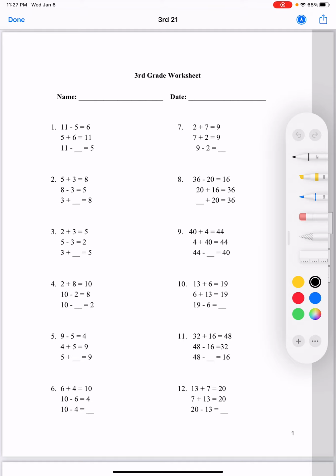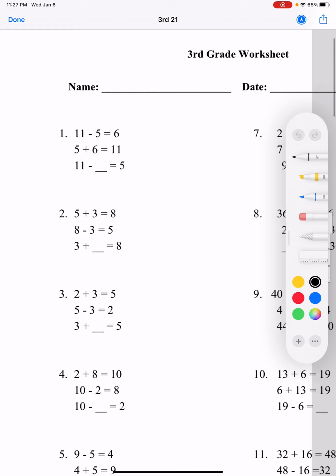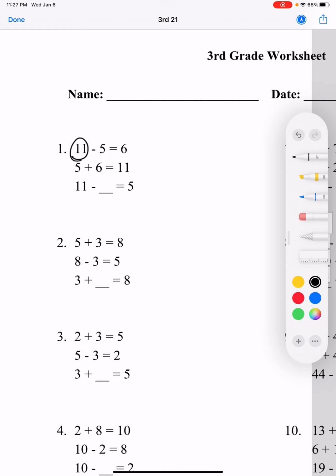So if we look at number 1, we're given the numbers 11, 5, and 6. So we see 11, 5, 6 in these two equations. So in the third equation, we have to use the same numbers in order to have the same sum or difference. So as you can see, there's 11 and 5, but there's no 6, which means that the missing blank would have a 6. And you can double check by doing 11 minus 6. What does 11 minus 6 equal? It equals 5, which shows that you are correct.